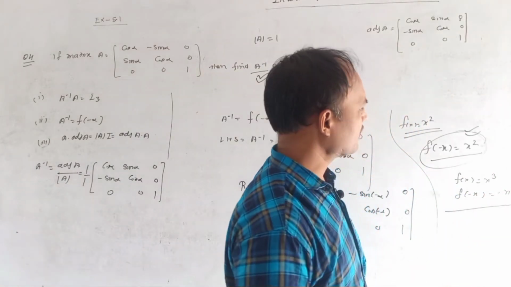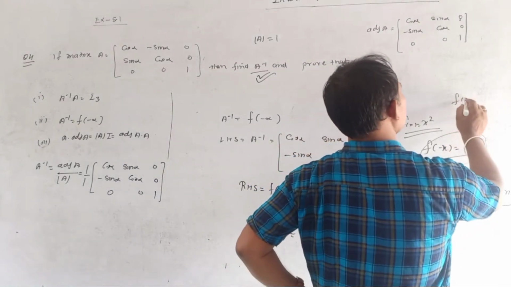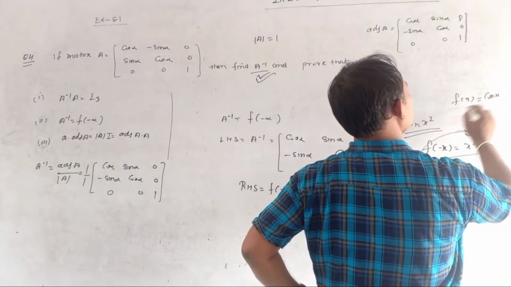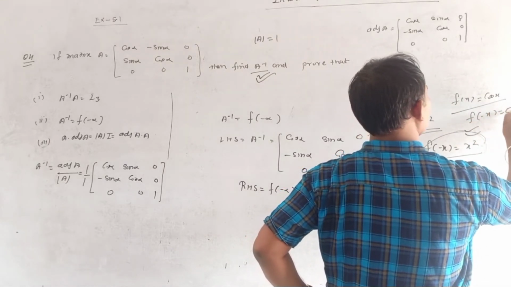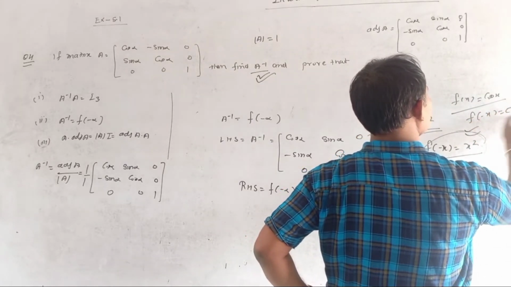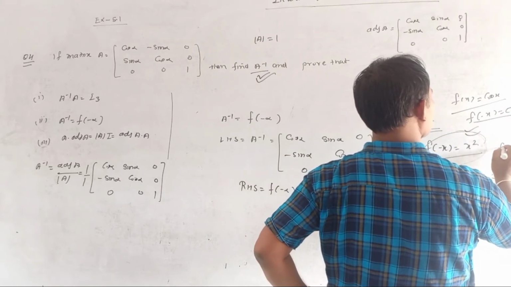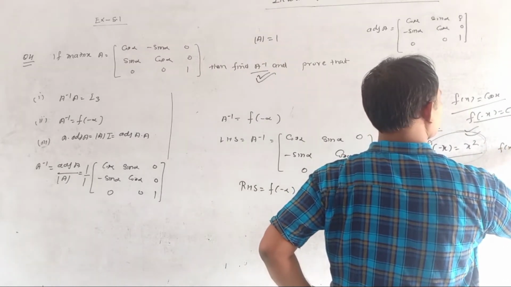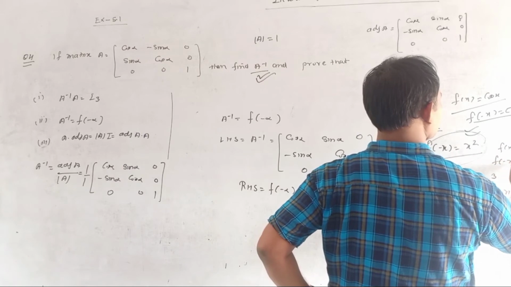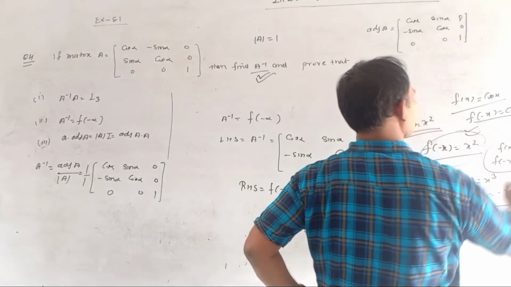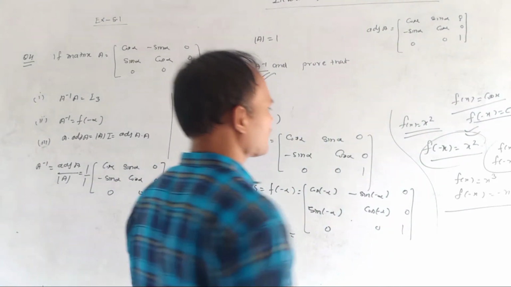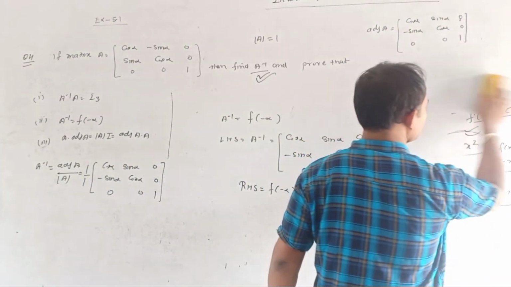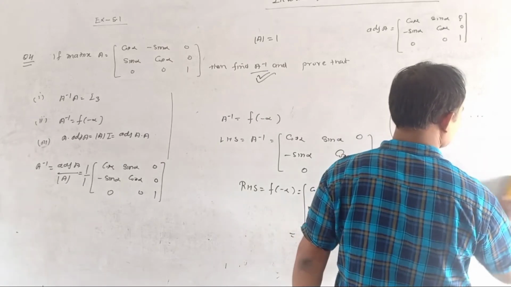In the same way, f of x equals cos x is an even function, because cos of minus x equals cos x. But when we talk about f of x equals sin x, remember that f of minus x equals minus sin x, so it is an odd function. Always remember that cos x is always an even function and sin x is always an odd function.